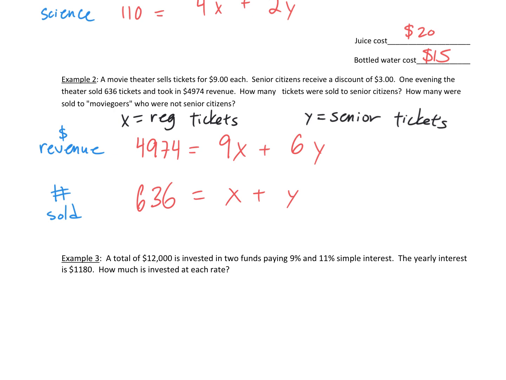Okay, so using your method of choice, you should have gotten x is equal to 386, which goes with the regular tickets, and y is 250 for the senior tickets. And there we go.